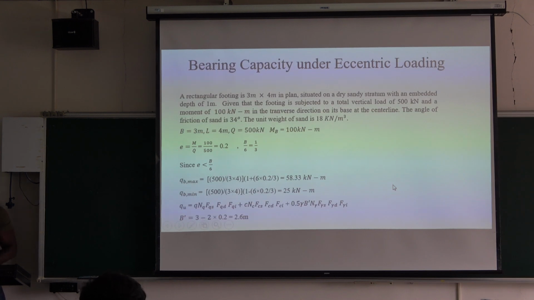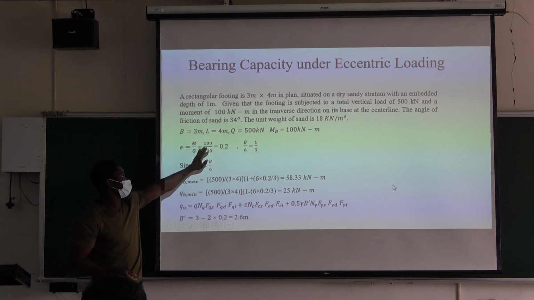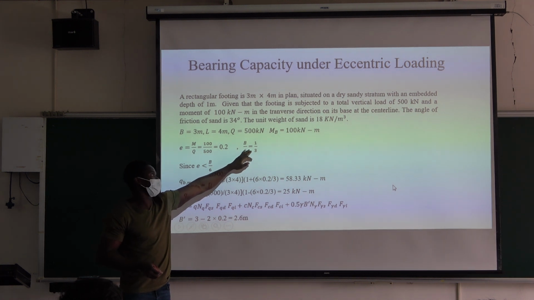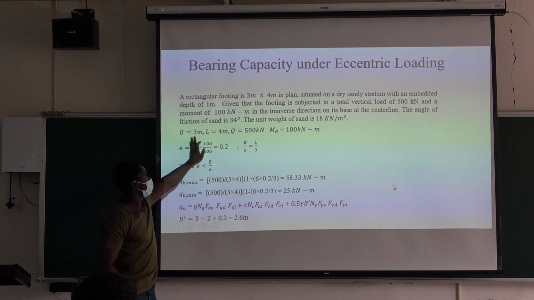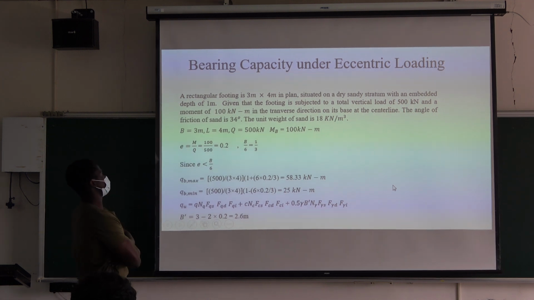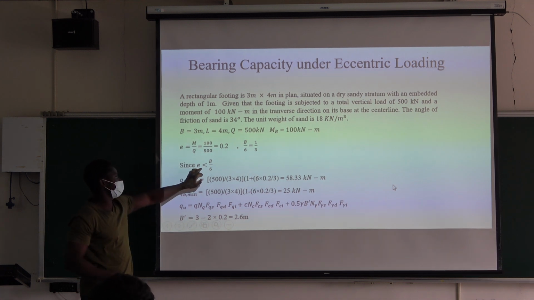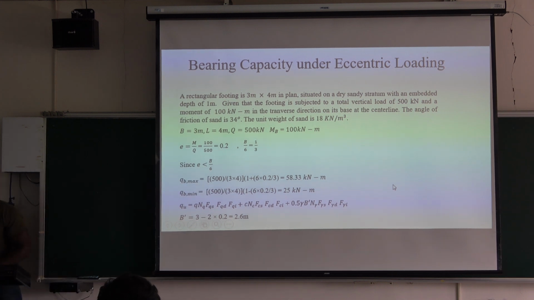Okay, so first thing first, what we need to do, because we already know our M, right? We know the moment, we know the Q. So we can easily find this E, right? Eccentricity is M over Q, so it's like 0.2. And the B over 6 is, what is the B? The width of the foundation is already 3, right? So we say 3 over 6. Oh, that should be 2 over 3. But this value is already, okay, we see here, this is less than the B over 6. So if it is less than B over 6, what do we do?